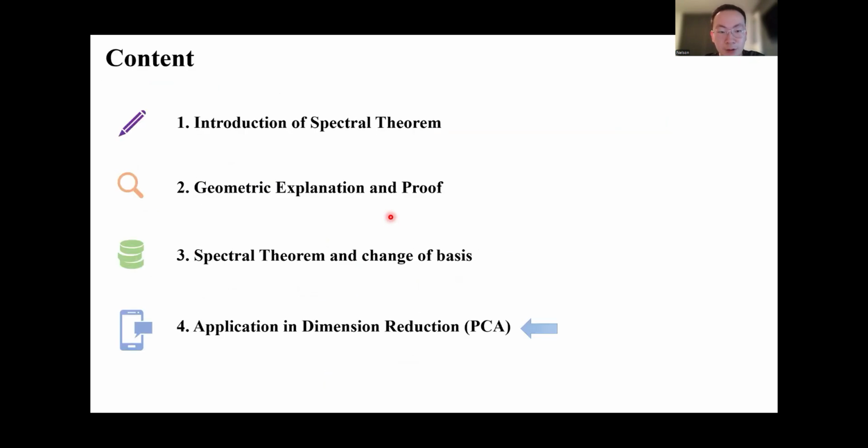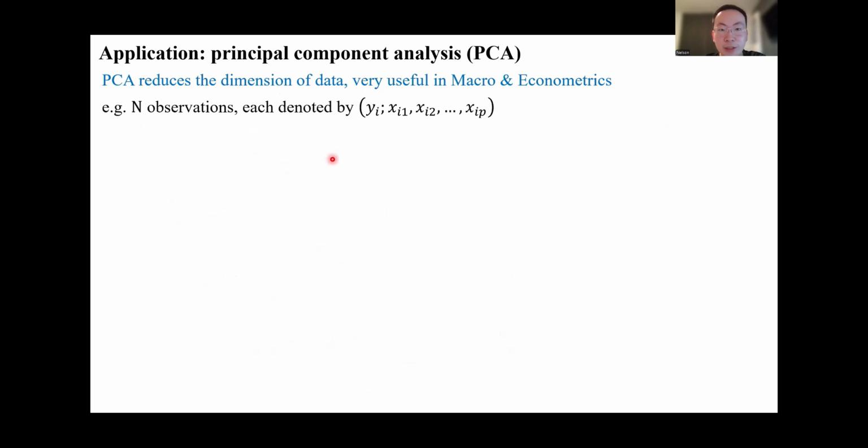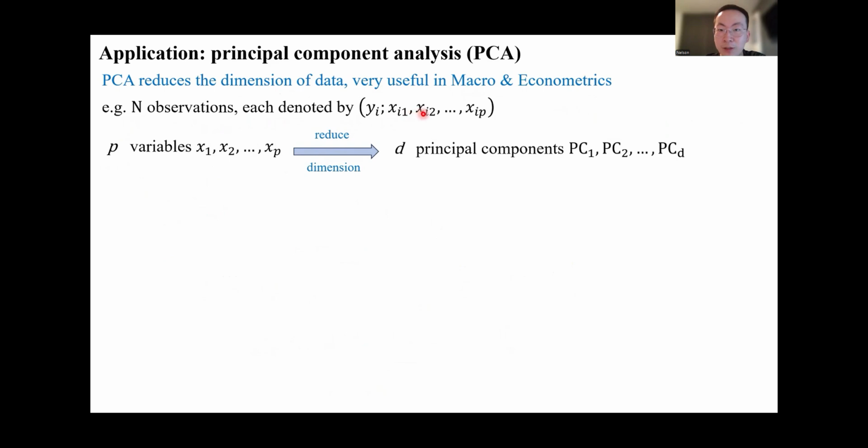Okay, the last part, I will give an application of the spectral theorem in dimensional reduction. It's called principal component analysis. So what is PCA? PCA is a dimensional reduction technique that is very useful in macro and econometrics. Suppose we have n observations, and I denote each observation i as yi, and there are p variables xi1 to xip. So I have p variables, but for some reason, I want to reduce the dimension to d. Here, I use d principal components to capture the variations in these variables. It is possible when we use the spectral theorem.